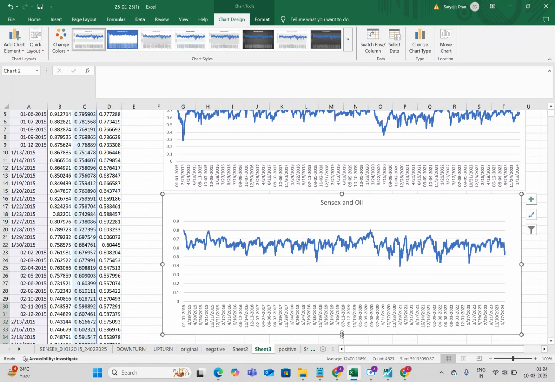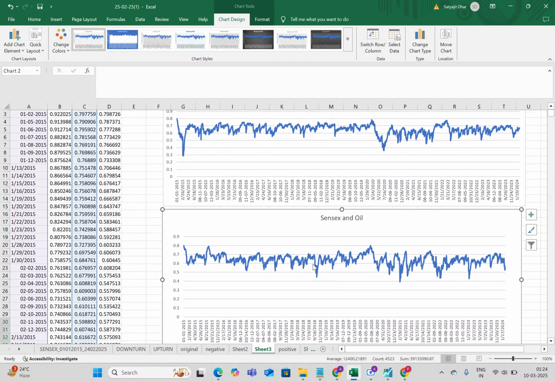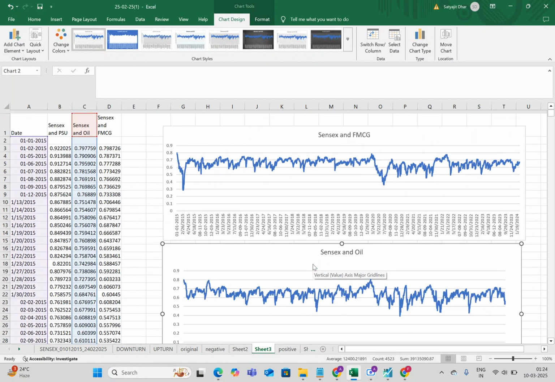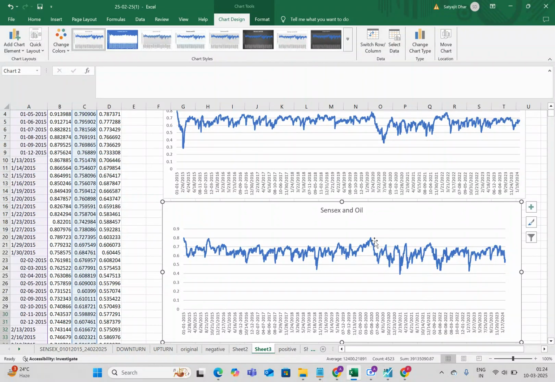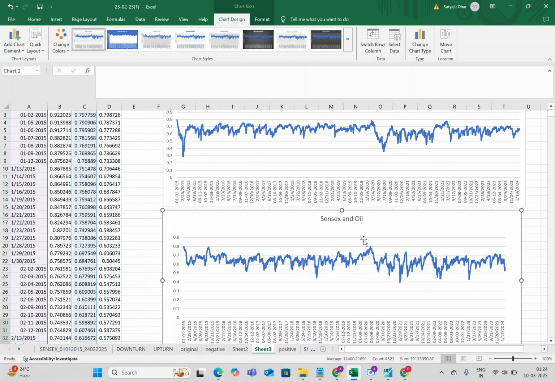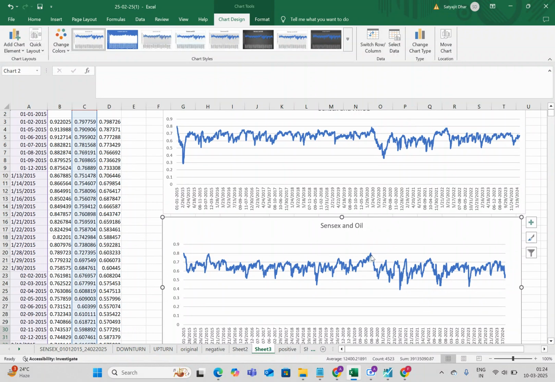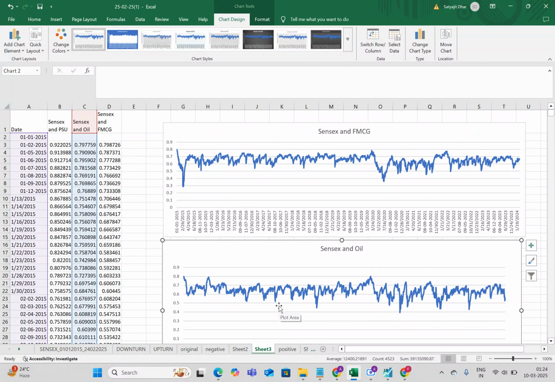Here it is. So the trajectory is the same. However, during the crisis period, it touches 0.8 in those periods, right? So here also we can see a similar kind of trajectory, and you can do the same thing for the other indices. You can do it for PSU and Sensex also.